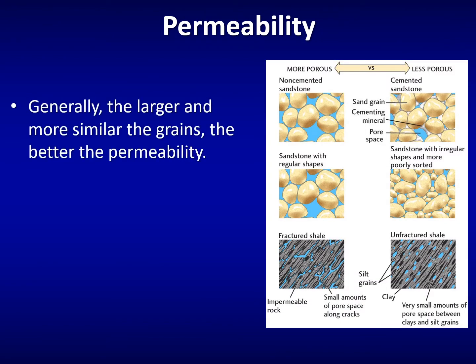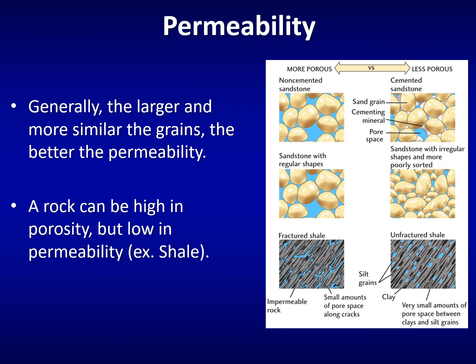Generally, the larger and more similar the grains, the better the permeability. And it's also of note that a rock can be high in porosity but low in permeability. You can see pictured on the bottom left, particularly, a fractured shale that has a decent amount of pore spaces to hold water, but it's very impermeable because those pore spaces are not connected. Whereas you see the uncemented sandstone there has lots of space in between the grains to allow for water to flow.